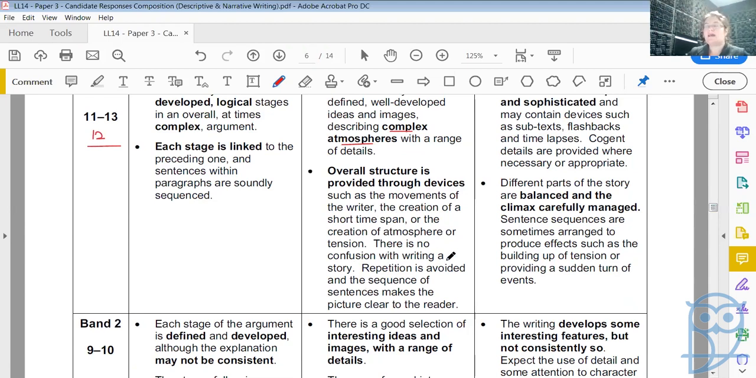Repetition is avoided. What is meant by that is not necessarily phrases that are repeated, like "fear." No, it's more about "I'm in the mud. I'm in the mud. I'm in the mud." That kind of thing, where developed ideas are continuously repeated. That's frowned upon because it means you can't think of anything else to say. Repetition is avoided, and the sequence of sentences makes the picture clear to the reader. Yes, so I would agree with that. Hopefully you would agree with that too.